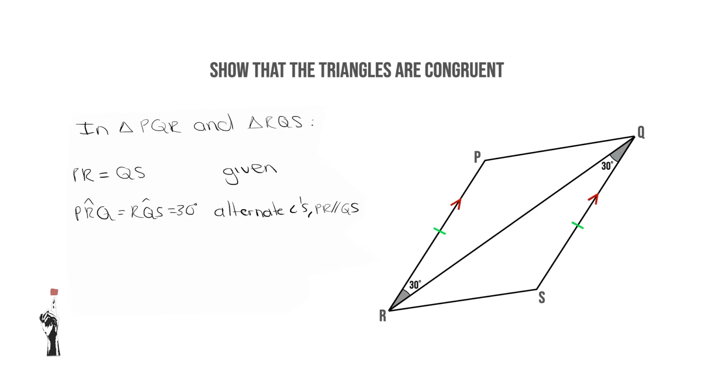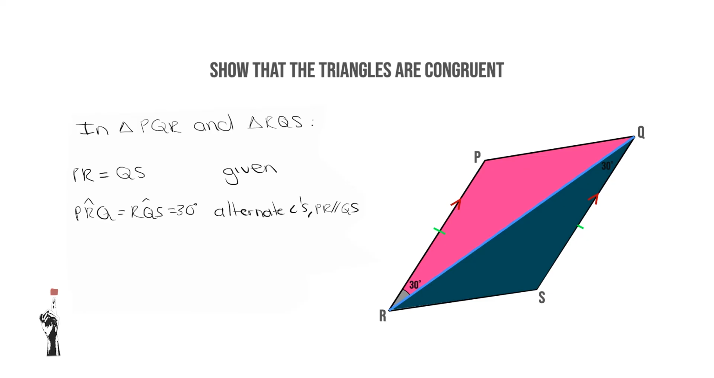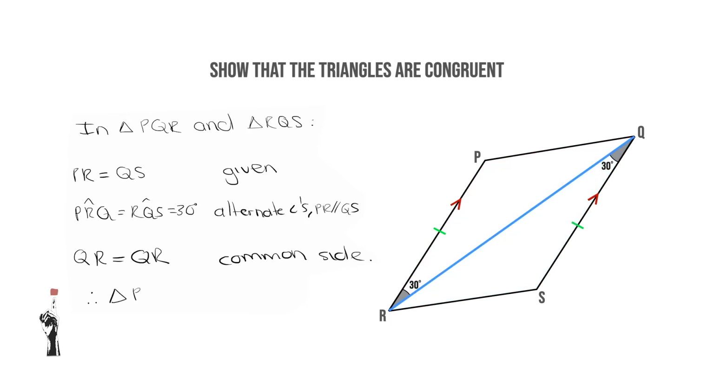Furthermore, it is clear that RQ is a common side. RQ is a side in this triangle, but it is also a side in this triangle. So I write that QR in the one triangle is equal to QR in the other triangle, and my reason being a common side. I have already proved that angle R is the same size as angle Q. Therefore, angle R and angle Q have to be in the same place when writing the names of the triangles.